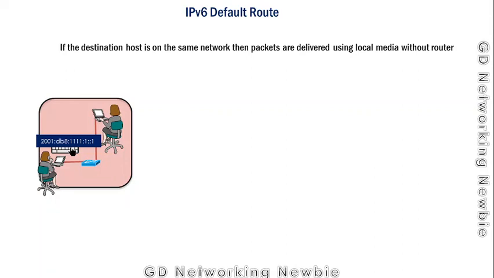We have discussed in the IPv4 default route that if we have a network here and both of the computers are on the same network, in the same subnet, and the destination host is on the same network, then the packets are delivered using local media and we don't need any router. If they are in the same subnet, they can directly exchange messages. Simple.